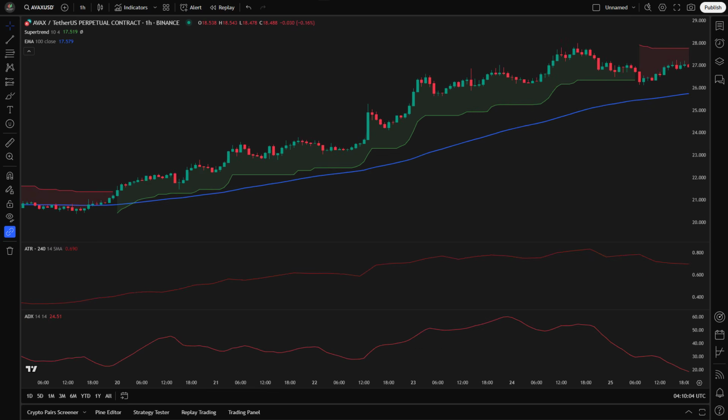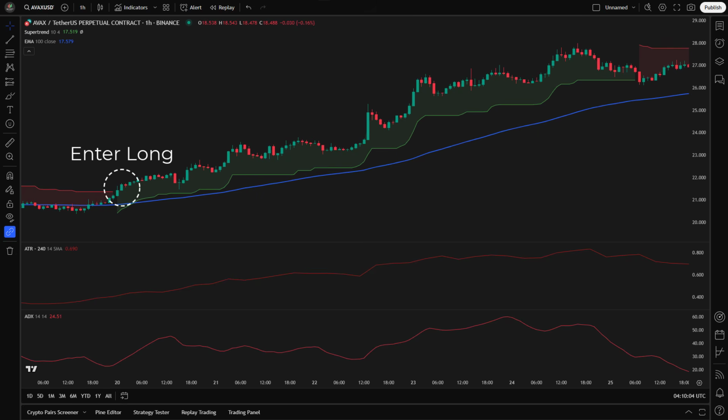Now that we've got our indicators in place, let's talk about how we actually analyze trends and generate trading signals. To enter a long trade, we need all of the following conditions to be true. First, the closing price must be above the supertrend line. This tells us the market is in an upward move. Second, the price should also be above the 100-period EMA, which confirms we're in a broader uptrend. Third, we check if the ATR on the higher time frame, in this case, the 4-hour chart, is above the dynamic ATR threshold. This helps us avoid low volatility, ranging conditions. And finally, we make sure the ADX is above the dynamic ADX threshold, which confirms that the trend is strong enough. Once all these conditions are met, we enter a long position on the next candle.